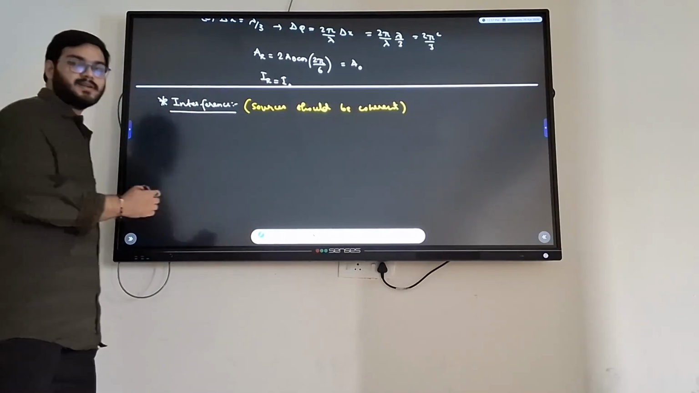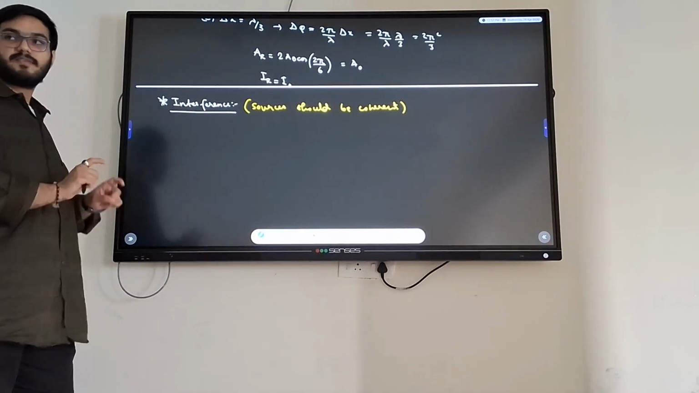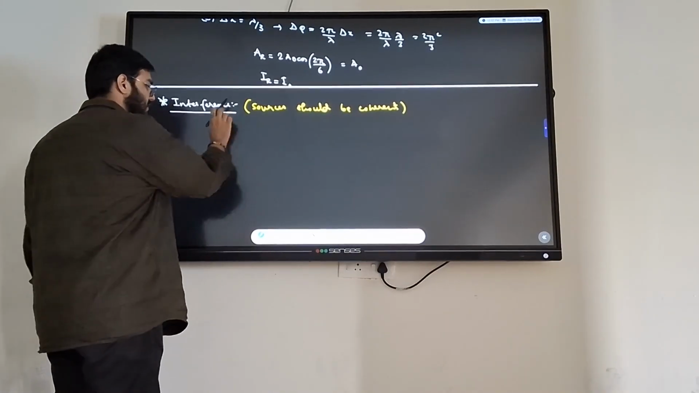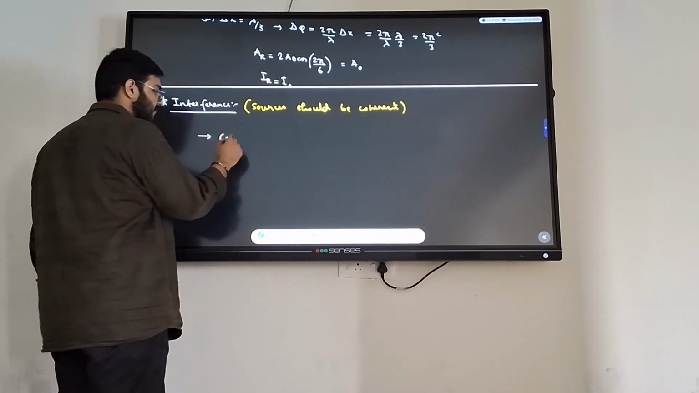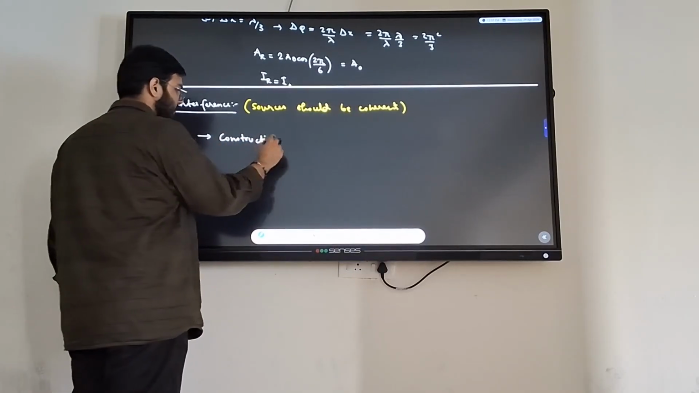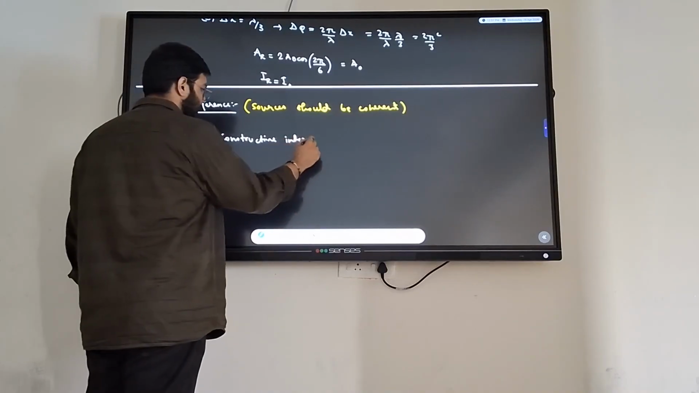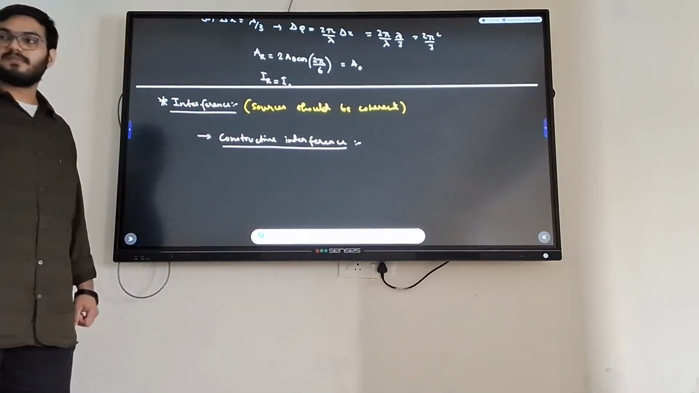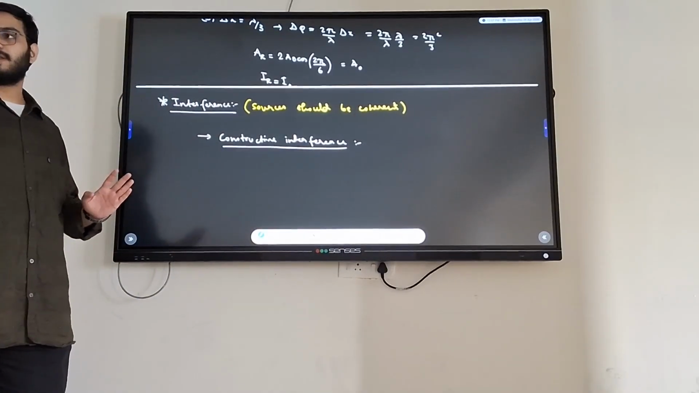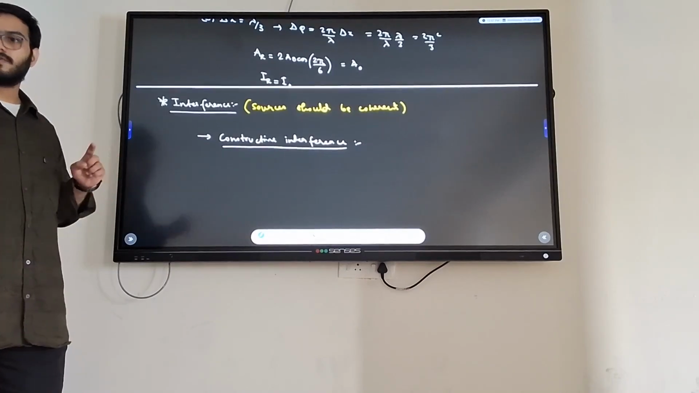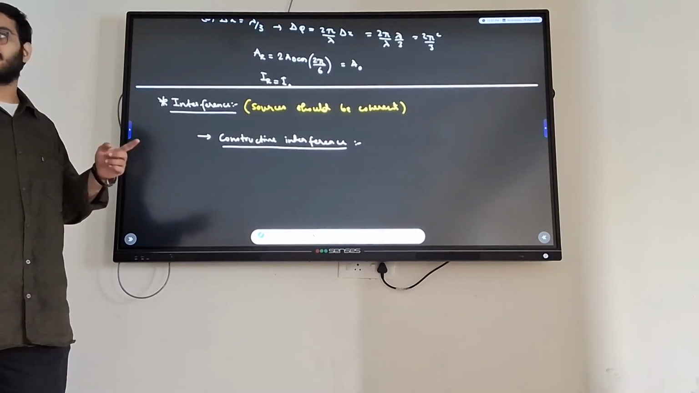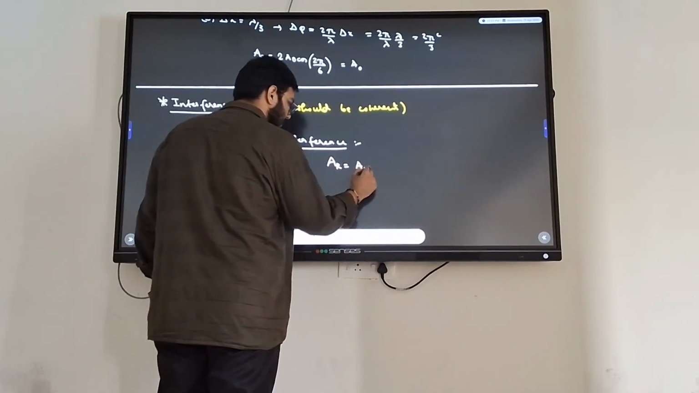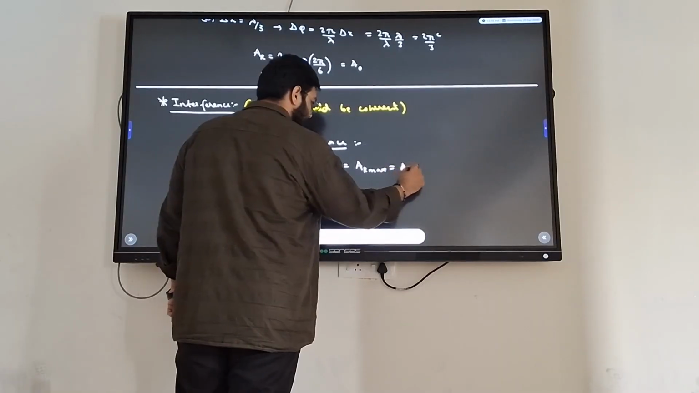If it does happen, then what happens? Let's say there are some points at which the waves have zero phase difference. If they have at some points, that is called constructive interference. And what is happening in constructive interference? Your waves add perfectly, that means A max you get. So the resultant is AR max equals A1 plus A2.